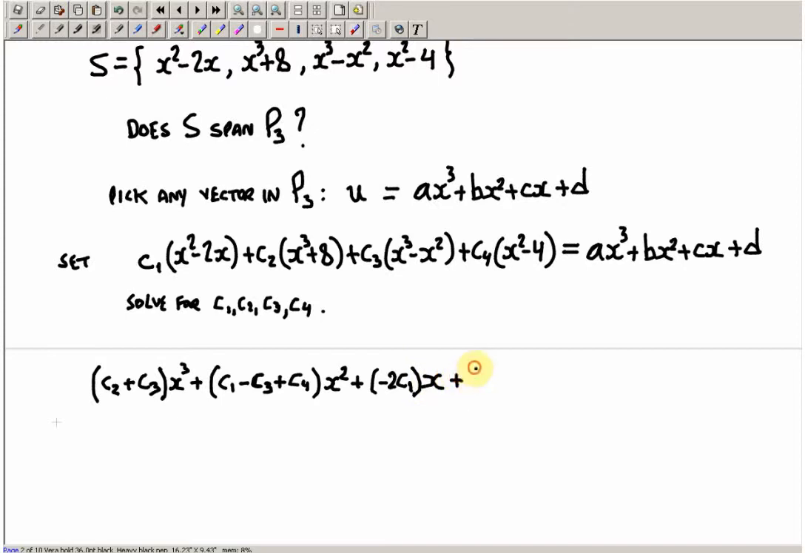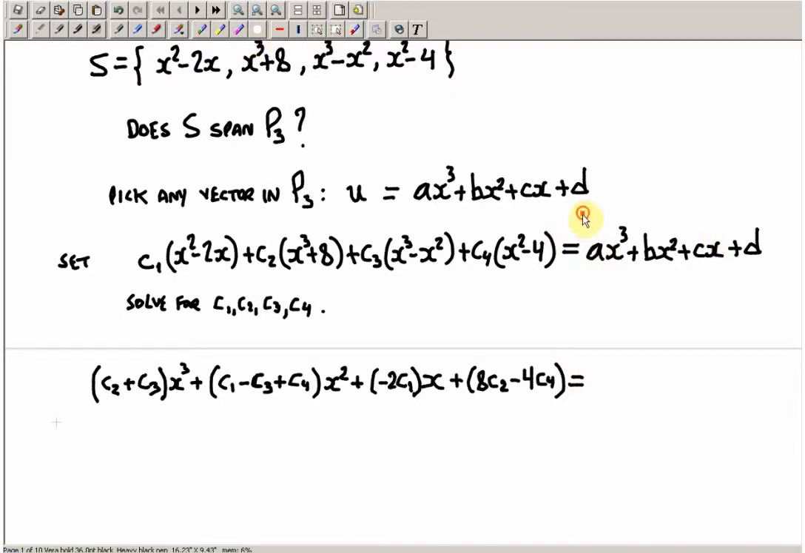Now let's collect all the independent terms. There's no independent term here. Here's one independent term, 8. So that will be 8C2. There's no independent term here. Here's one independent term, negative 4C4. And that is equal to this.